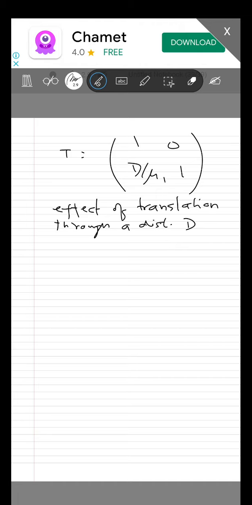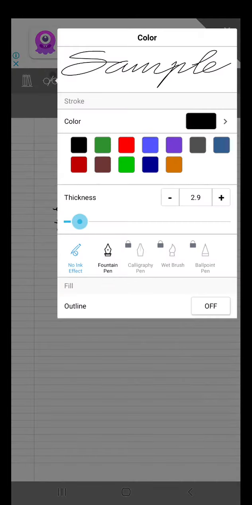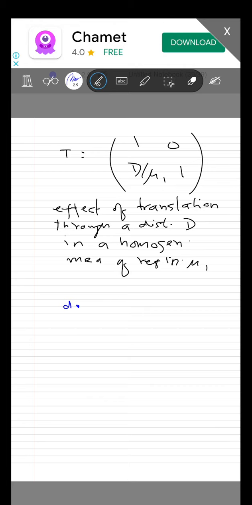This applies in a homogeneous medium of refractive index mu 1. And interestingly, the determinant of T, 1, d by mu 1, 0, 1, is equal to 1. So this represents the translation matrix.